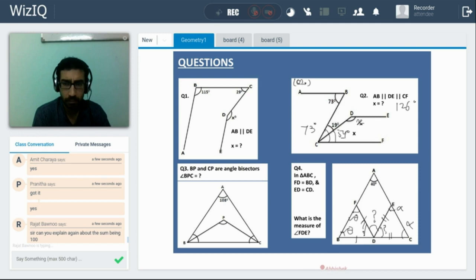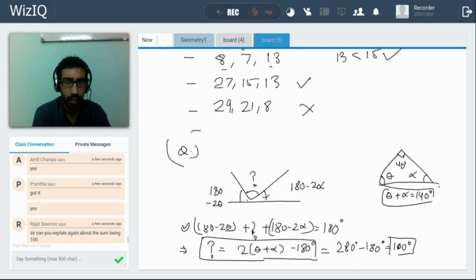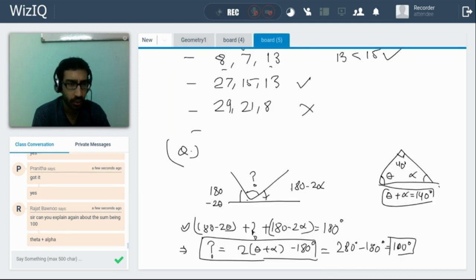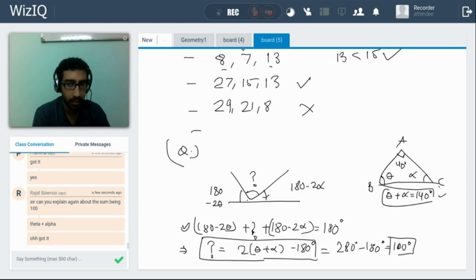Can I explain the sum being 100? Where is the sum 100? There is no, theta plus alpha is 140. Look at this triangle, triangle ABC, the larger triangle. The largest triangle, ABC, has three angles. One is 40 degrees, the other is theta, the other is alpha. So 40 degrees plus theta plus alpha would have to be 180. And thus, theta plus alpha would have to be 140.